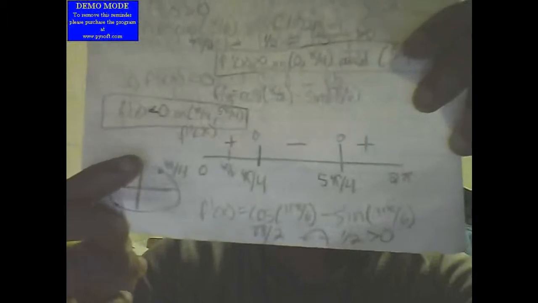Sine of x is the y values on the y-axis, and cosine of x is on the x-axis. So as you can see, the x point, cosine of x, is 0. Let's go back now to our derivative: cosine of x minus the sine of x. Cosine of pi over 2 minus sine of pi over 2. Cosine of pi over 2 is 0, and sine of pi over 2 is 1.